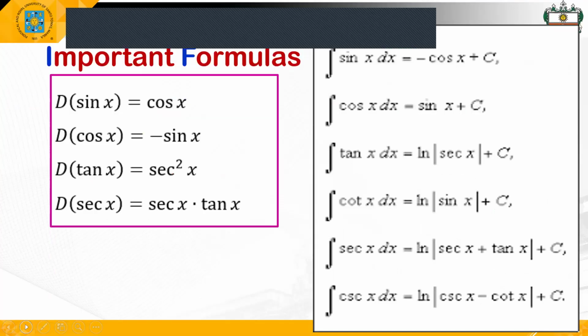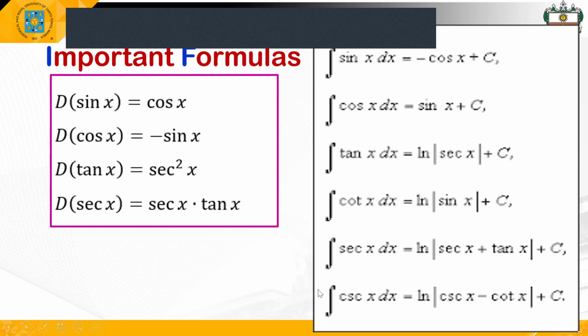All right. Another thing, syempre, yung mga differentiation natin. So, derivative of sine x is cosine x, derivative ng cosine is negative sine, derivative ng tangent is secant squared x, derivative of secant is secant x tangent x. Of course, we also have to remember the formulas for our integrals, yung mga integral ng mga trigonometric functions. So, like integral of sine is negative cosine, integral of cosine is positive sine, and so on and so forth.